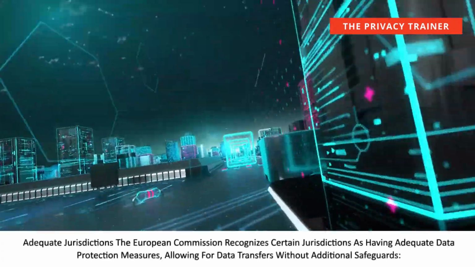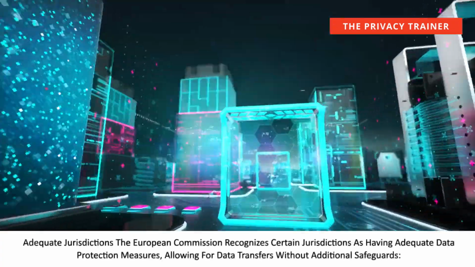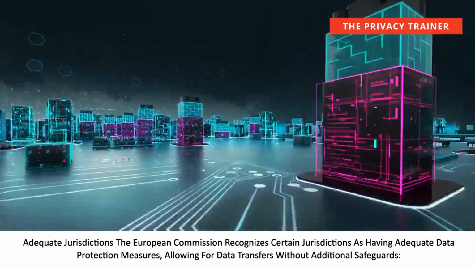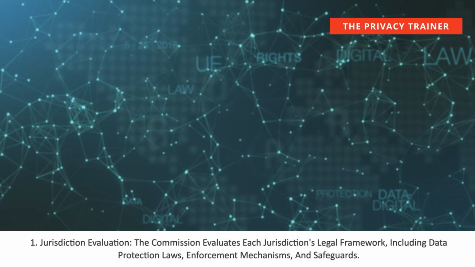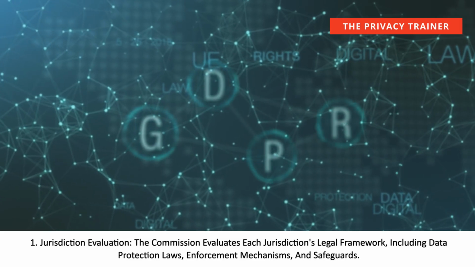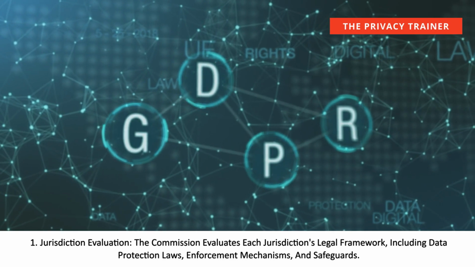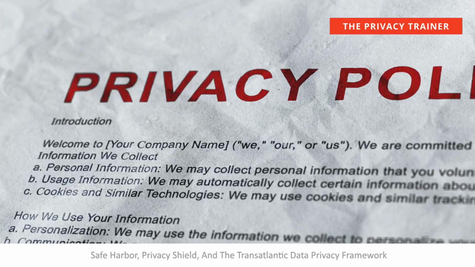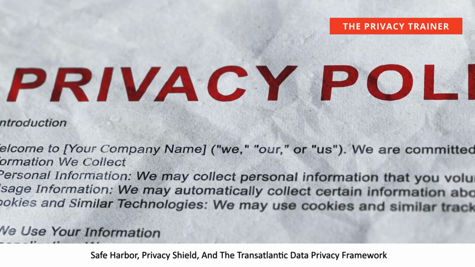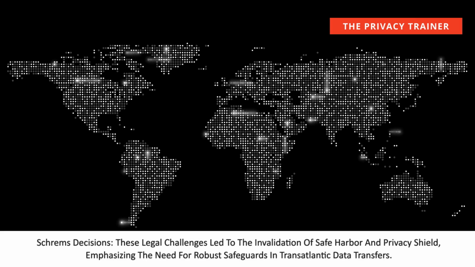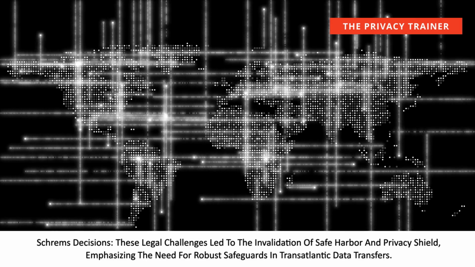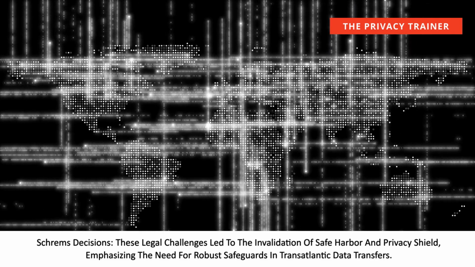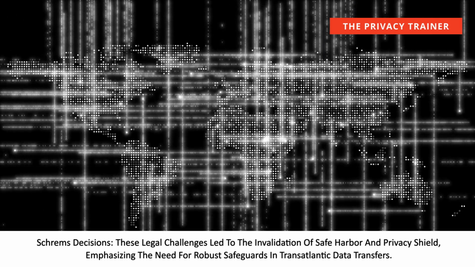Adequate jurisdictions. The European Commission recognizes certain jurisdictions as having adequate data protection measures, allowing for data transfers without additional safeguards. Jurisdiction evaluation. The Commission evaluates each jurisdiction's legal framework, including data protection laws, enforcement mechanisms, and safeguards. Safe Harbor, Privacy Shield, and the Transatlantic Data Privacy Framework. Schrems decisions. These legal challenges led to the invalidation of Safe Harbor and Privacy Shield, emphasizing the need for robust safeguards in transatlantic data transfers.